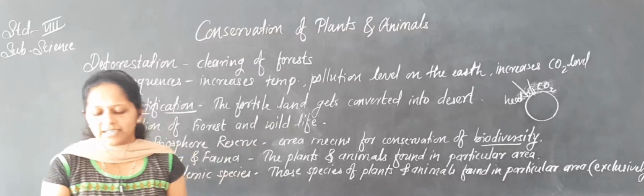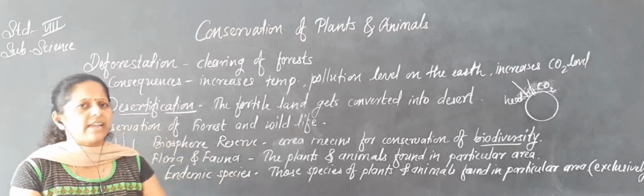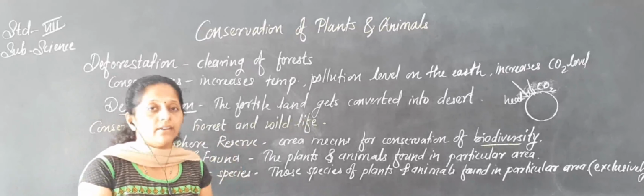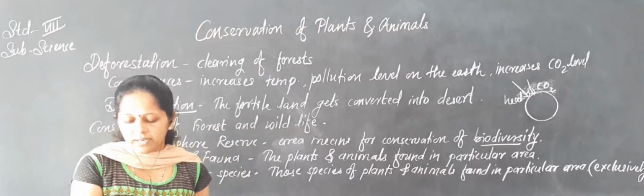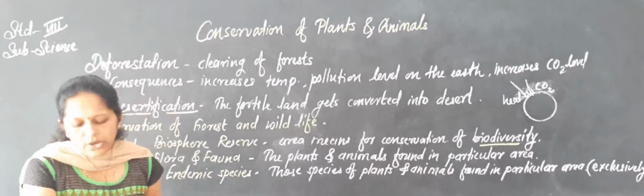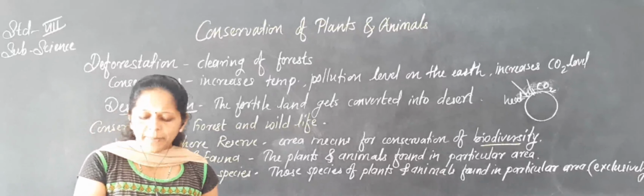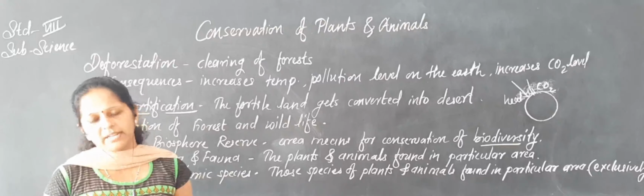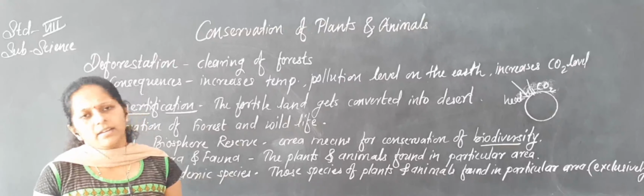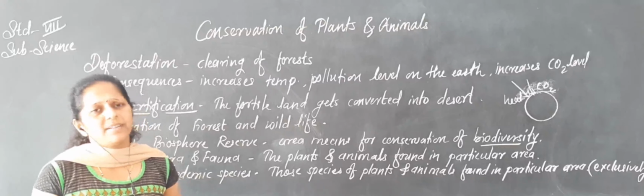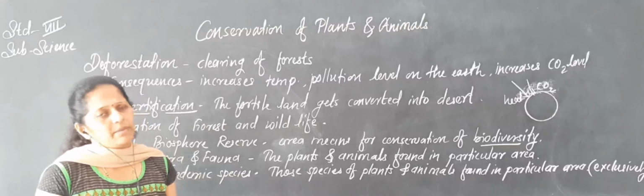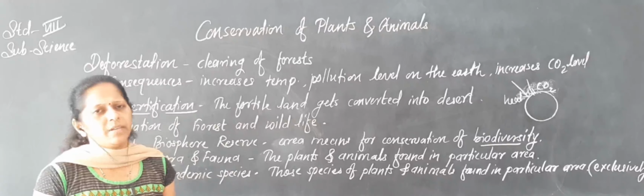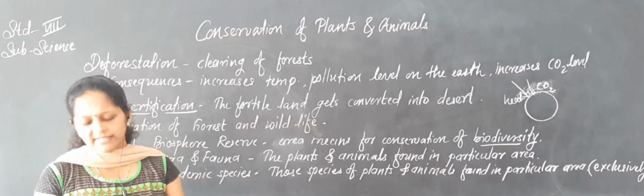They are not naturally found anywhere else. Naturally, again and again, we are not getting them elsewhere. So a particular type of plant and animal may be endemic to a zone, state, or country. A particular plant and animal may be endemic to different zones, states, or countries.